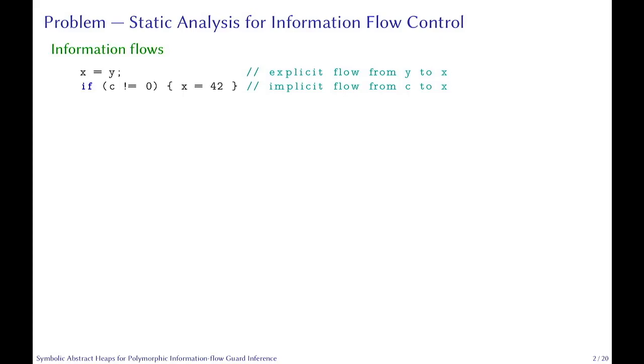So in programs, typically information flows explicitly when you have variable assignments, like in x equals y here. And there are complications because you can have implicit flows, like if you have a guarded assignment to x here, guarded with the value of c. And here we say that there's an implicit flow from c to x. Some people say it's indirect, etc. There's a lot of vocabulary here, but the formalization is usually pretty standard.